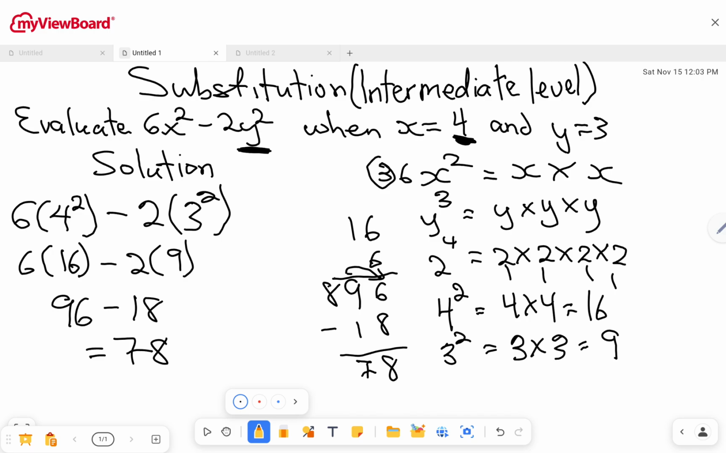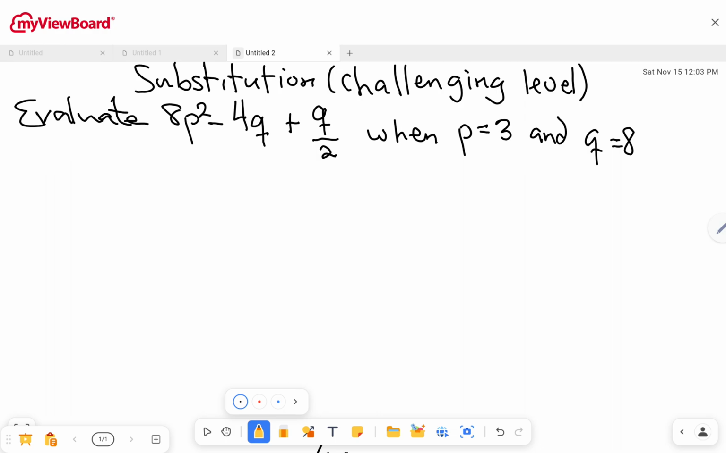So now we have used substitution, the idea of replacing a variable by a number, which is substitution, to solve this expression. So this is the intermediate level. Now let's move on to the challenging level.